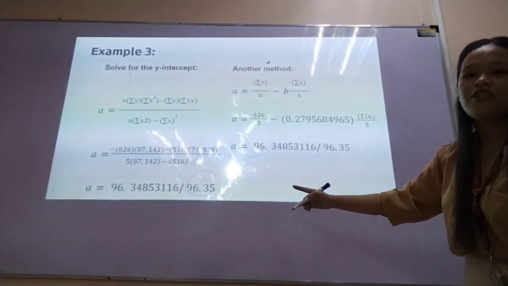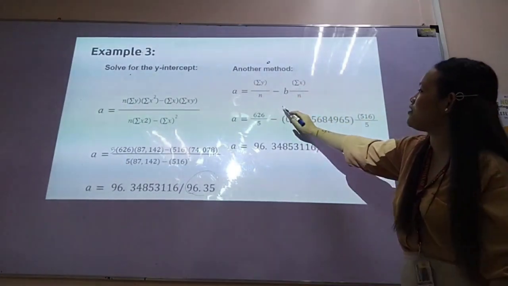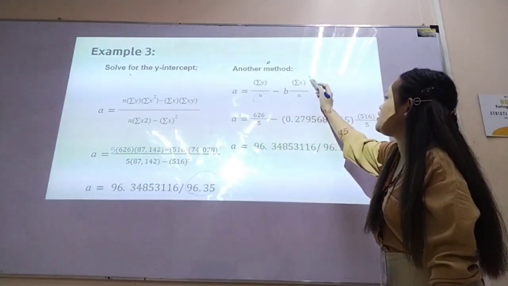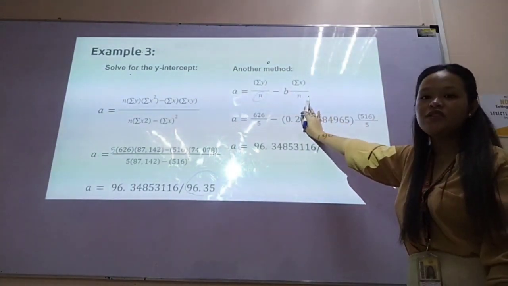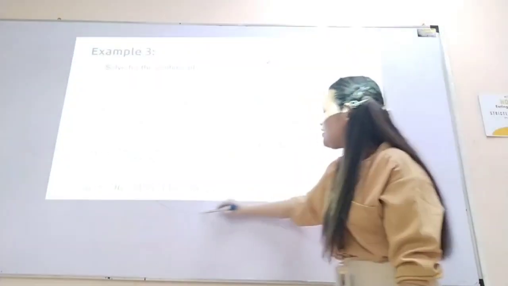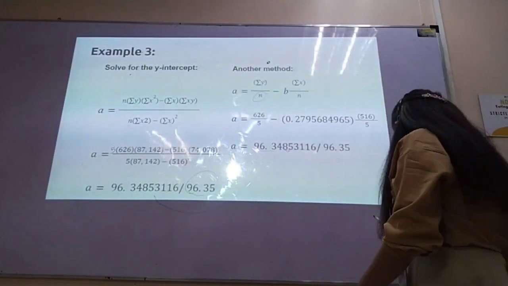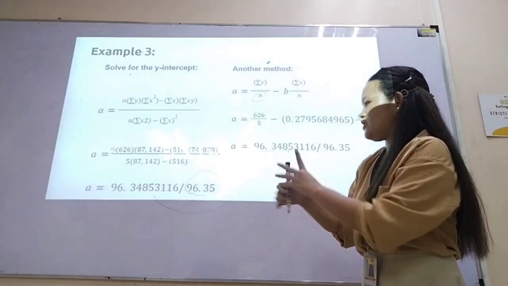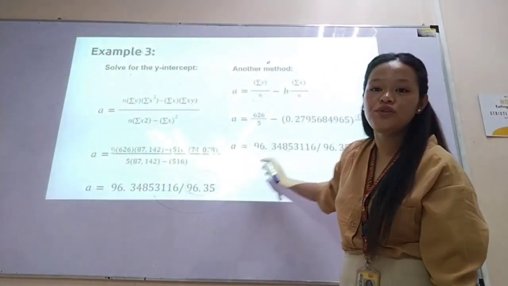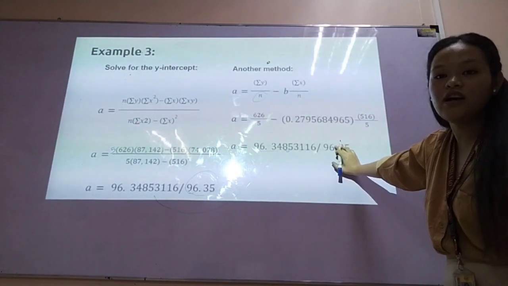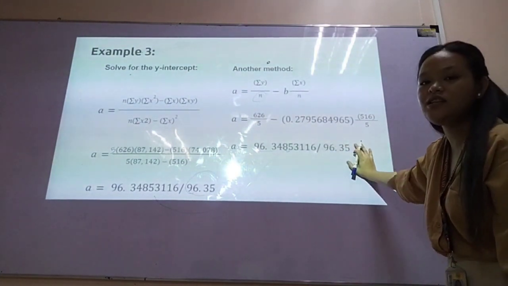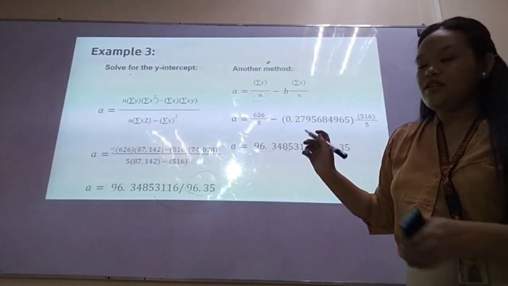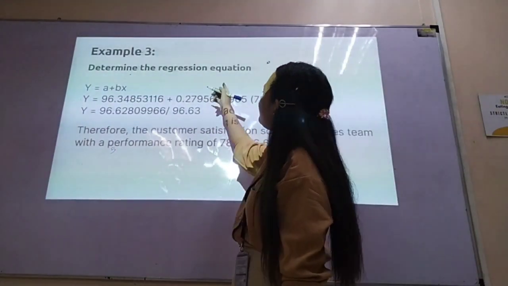If we're going to use the other formula, which is a is equals to the summation of y over the number of variables minus the slope, multiplied to the summation of x over the number of variables, we're still going to get the same answer, which is 96.35. So for the next problems, I'm going to use this second formula in order to find the y-intercept, as it is shorter and it will be more understandable or less hassle.